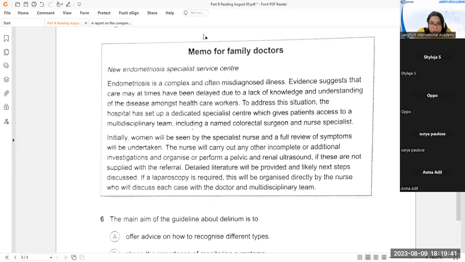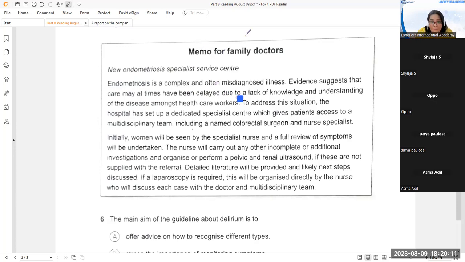Okay, Surya, can you read the heading and till here for me, please? Yes, ma'am. Memo for family doctors. New endometriosis specialist service center. Endometriosis is a complex and often misdiagnosed illness. Evidence suggests that care may at times have been delayed due to the lack of knowledge and understanding of disease amongst healthcare workers.